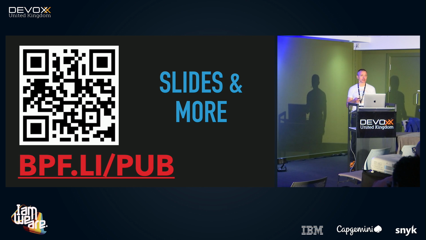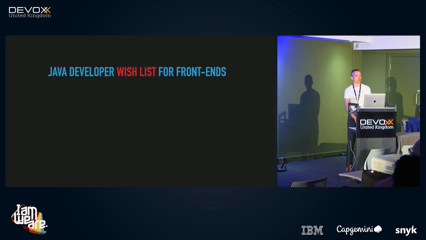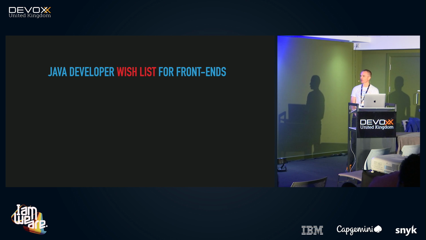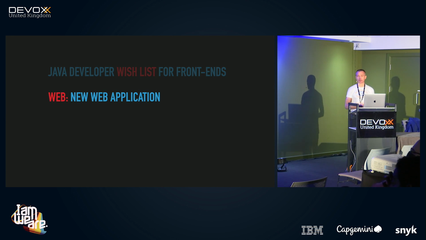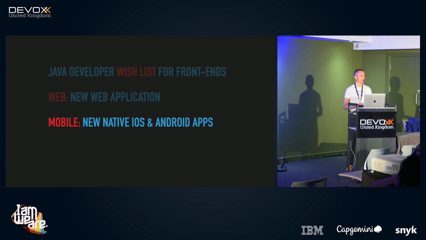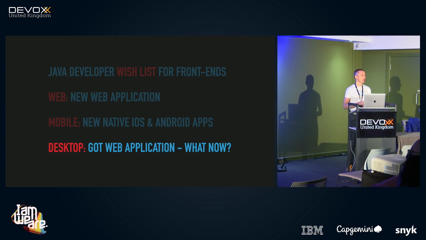So what's on the agenda today? It's really just 4 points. Number one is I want to build a wish list for Java developers on how we would like to build front ends. Then I'm going to talk about how we can build new web applications, how we can build new native mobile apps, and finally, when we have a web application, what are we going to do on the desktop?